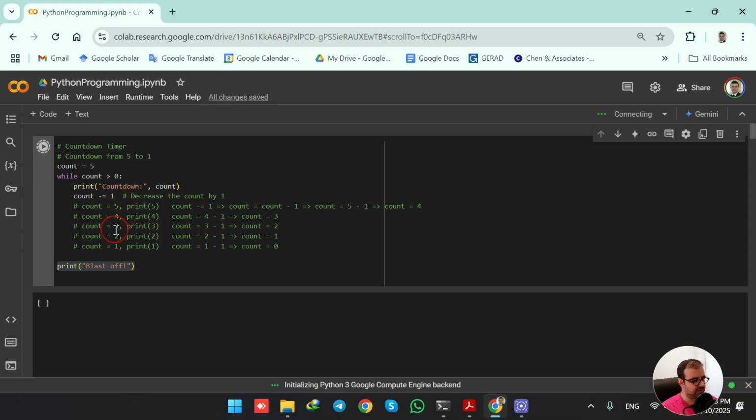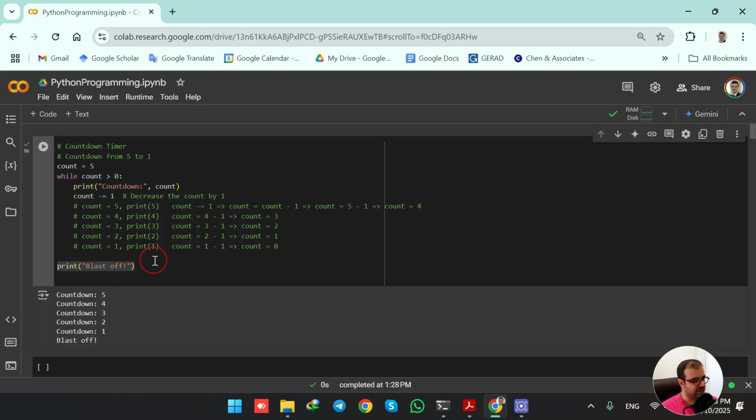So 5, 4, 3, 2, 1 and blast off. As you see, we can use while loops in many practical examples in real world.